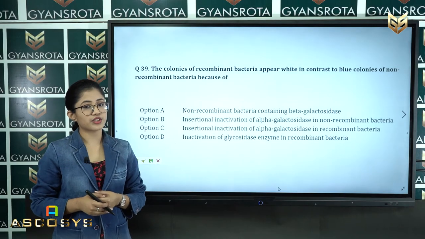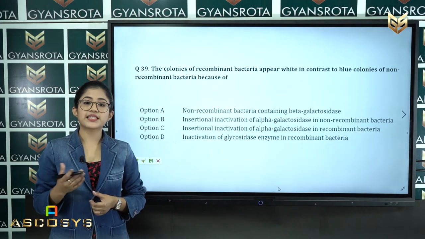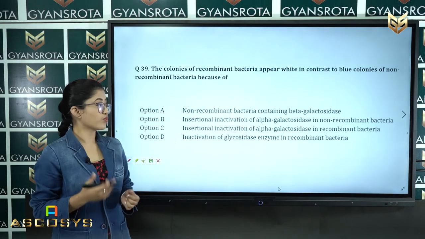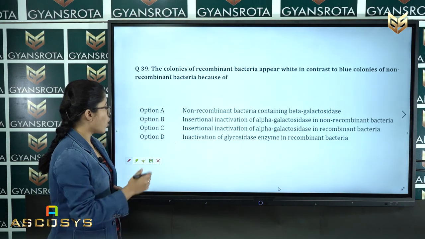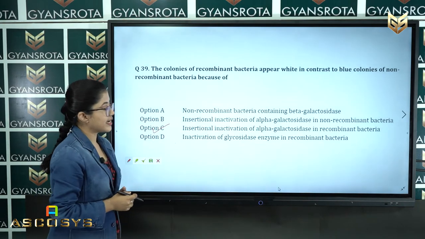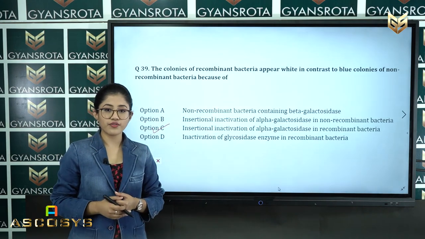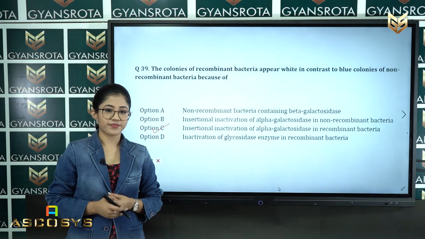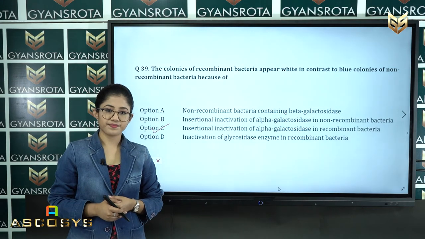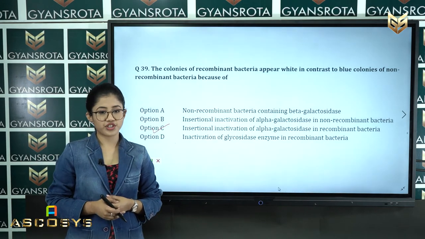Student, this is from the chapter biotechnology, principles and processes. So, what is the correct answer? The correct answer is given in option C, that is insertional inactivation of alpha galactosidase in recombinant bacteria. So, this is the correct answer. Now, let's see the next question, that is question number 40.